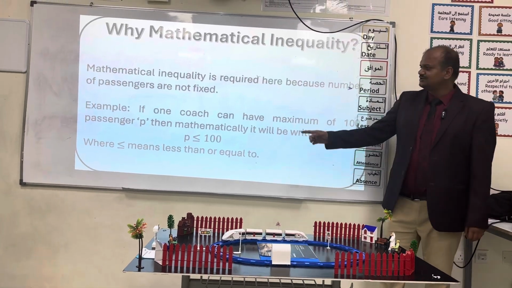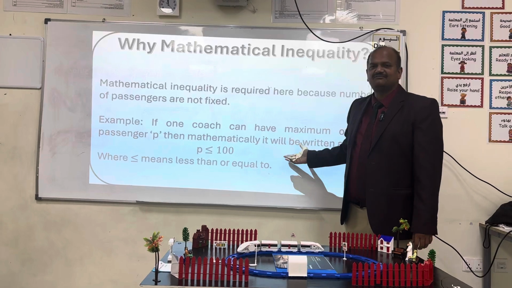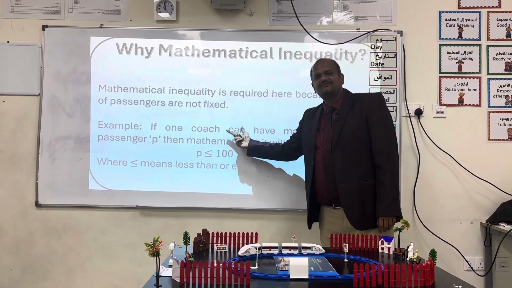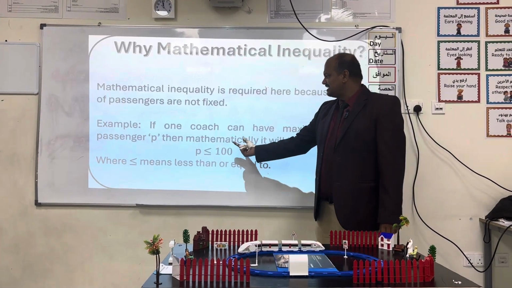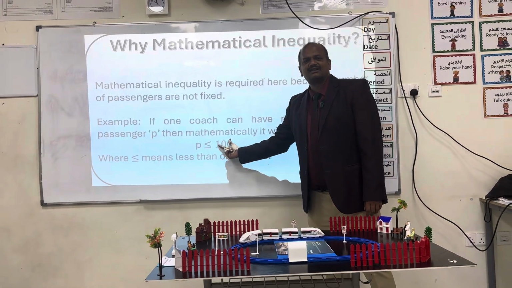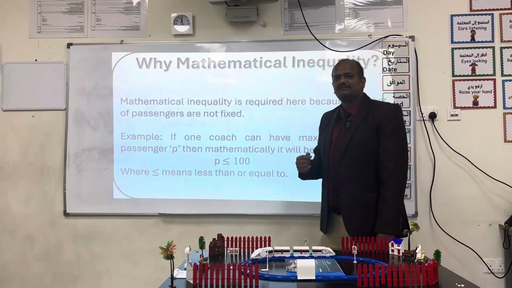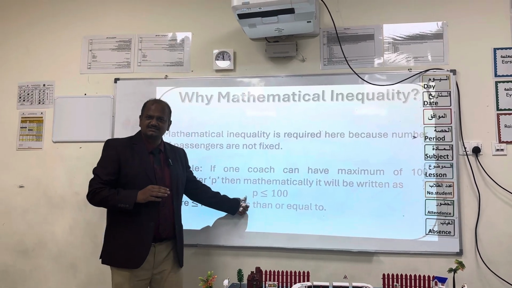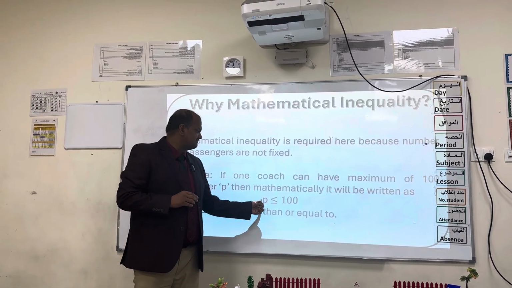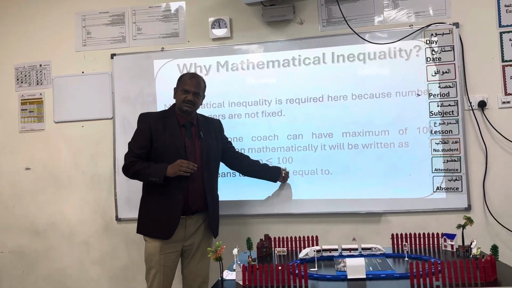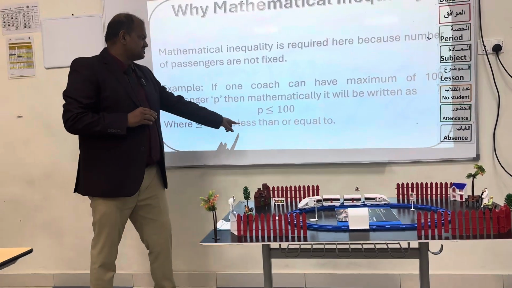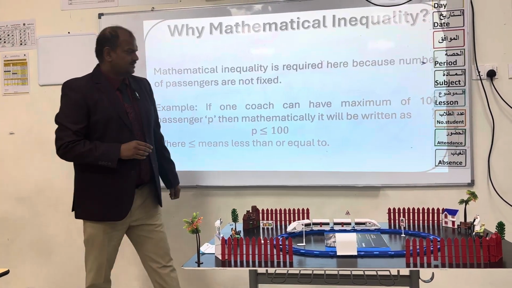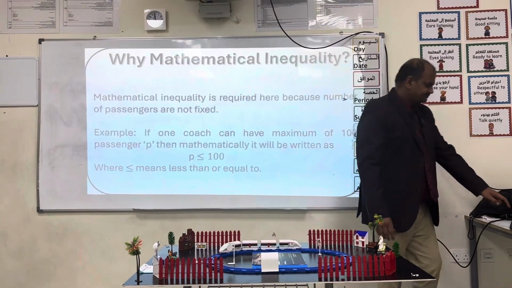So here in this example also you can see some of the conditions I have taken. For example, every coach has a limited number of seats on which the passengers can travel. So here I have taken 100. If the railway system says in one coach there can be only 100 passengers, and P is a variable which represents the number of passengers, what will be the inequality? The inequality will be P less than or equal to 100. So here, less than or equal to is the mathematical inequality you need to learn in your lessons. Okay.